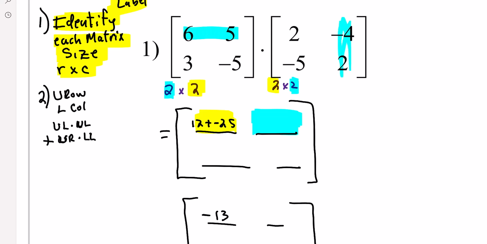So once again, we're going to multiply upper left and this time upper right. So that's negative 24 plus upper right times lower right plus 10. That gives us negative 14. Perfect. All right, you kind of get the idea. Now we're going to move to the lower rows.